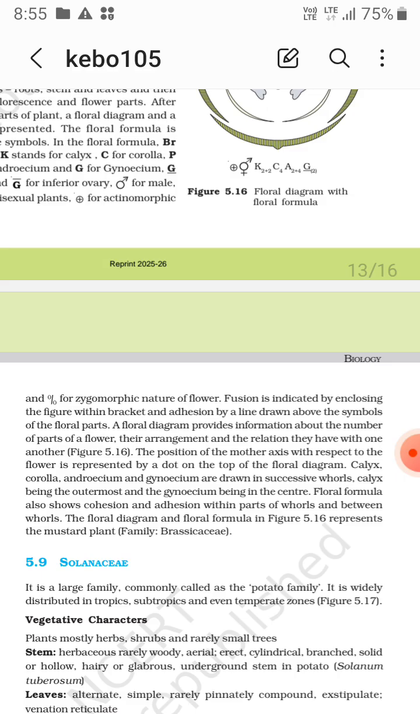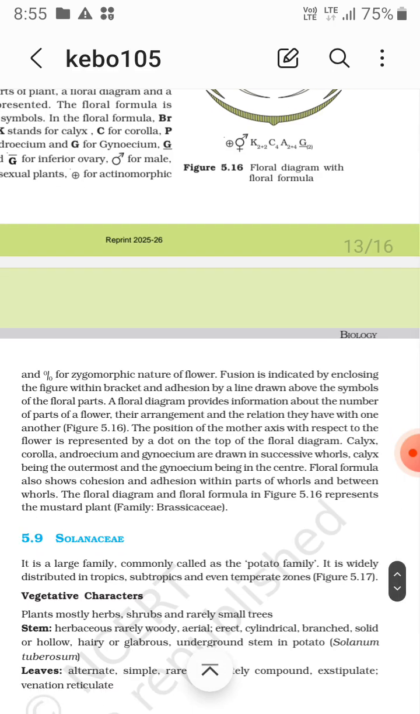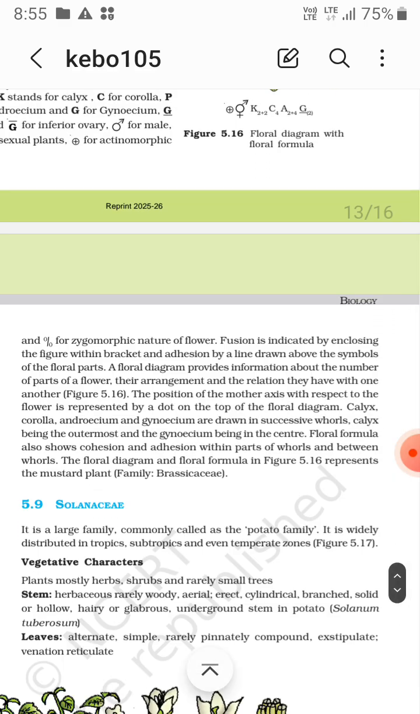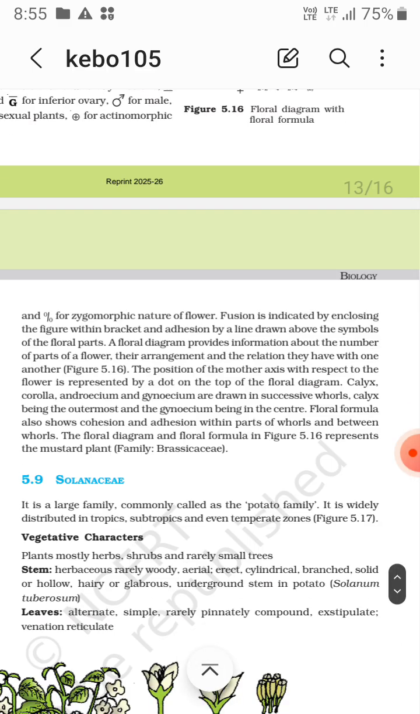So adhesion by a line is also the fusion, right? A floral diagram provides information about the number of parts of a flower, their arrangement, and the relation they have with one another. The position of the mother axis with respect to the flower is represented by a dot on the top of the floral diagram. Calyx, corolla, androecium and gynoecium are drawn in successive whorls.